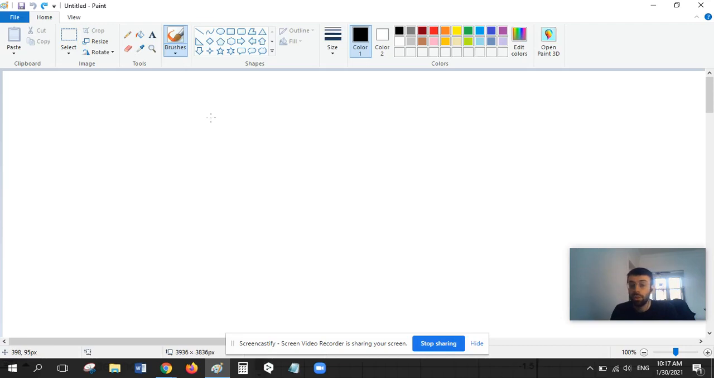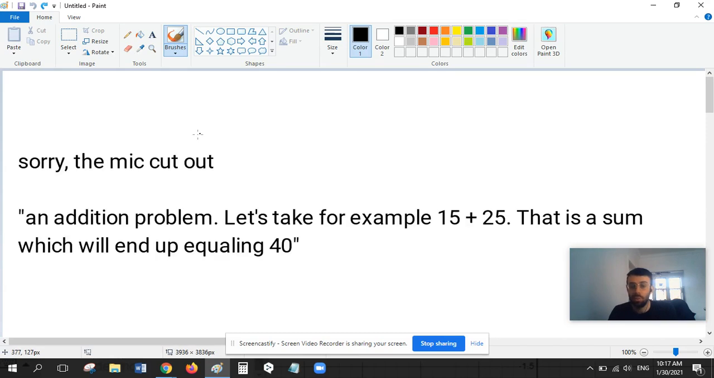Hi there, I'm going to show you how to represent a sum as a sum and a product. So, a sum is the answer to an addition problem. So let's take, for example, 15 plus 25. That is a sum, and it's going to end up equaling 40.